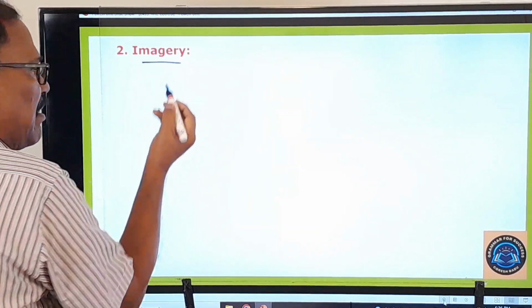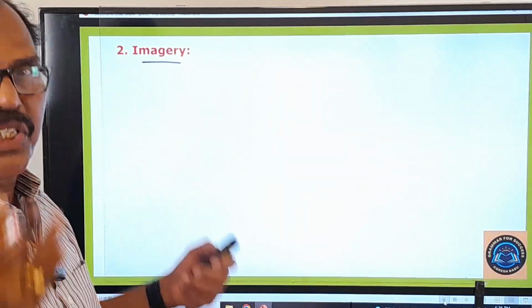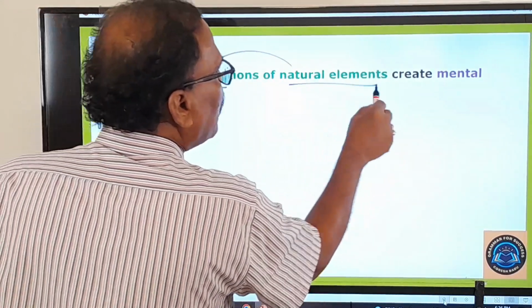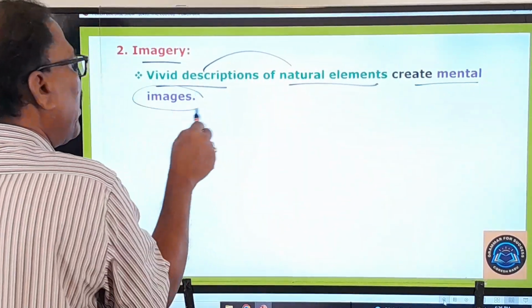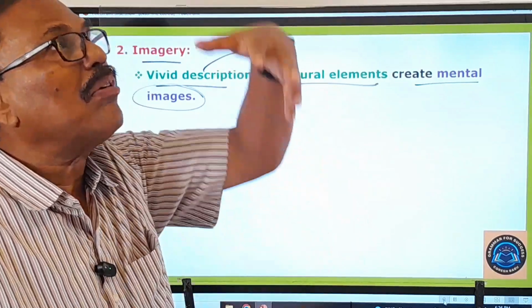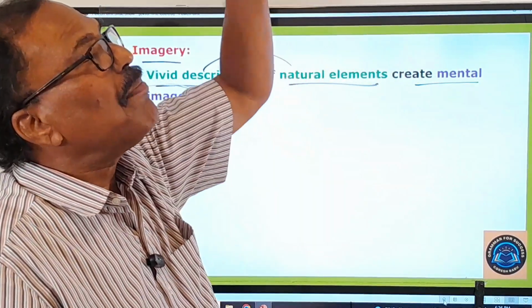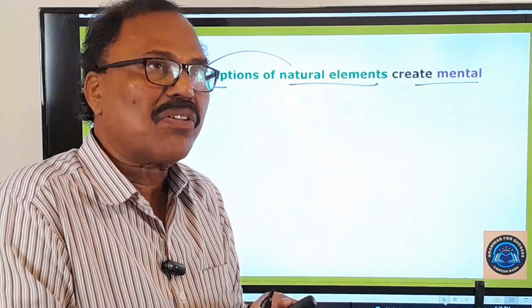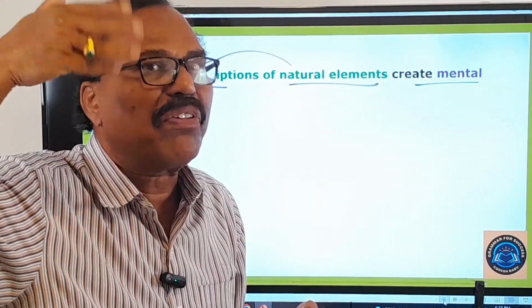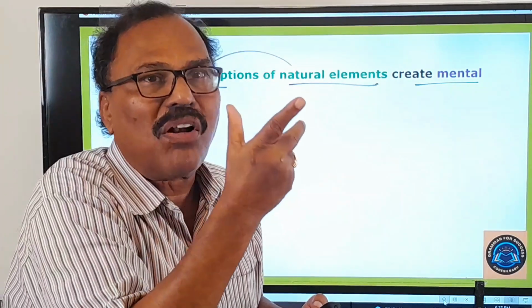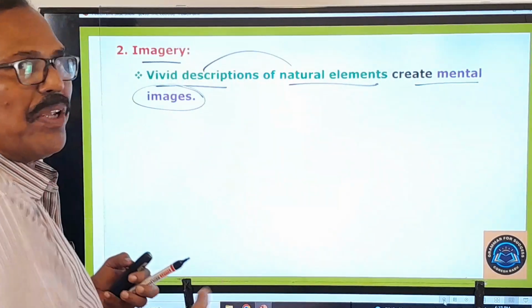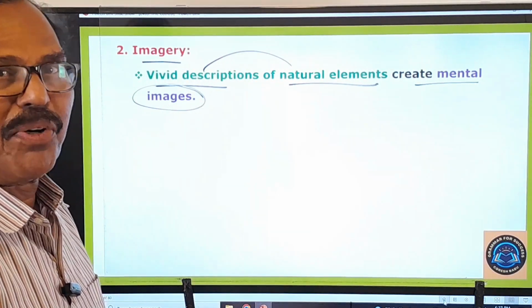Imagery is there. Imagery means the set of mental pictures is called imagery. You know that very well. Vivid description of natural elements creates mental images. The poet has described various things in this poem. All those things create a beautiful picture in your mind. That is called visualization. When you start reading the poem, the picture will be flashing on your mental screen. That picture itself is called imagery. So beautiful imagery can be seen in this wonderful, vibrant, imaginative poem, The Cloud.